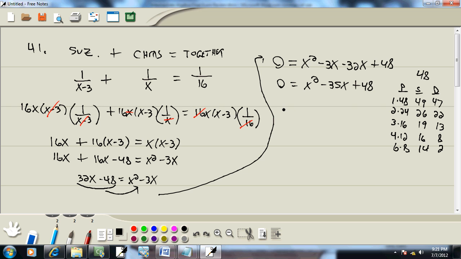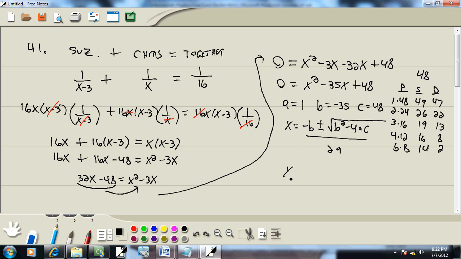This won't factor, so let's use the quadratic formula. A is the number before x squared, which is 1. B is the number before the x, which is negative 35. And C is the number at the end, which is 48. And we're going to plug them into negative b plus or minus square root of b squared minus 4ac all over 2a. You'll probably find it easiest to put parentheses wherever you have a variable, then plug in your values. So I'll go ahead and do that.